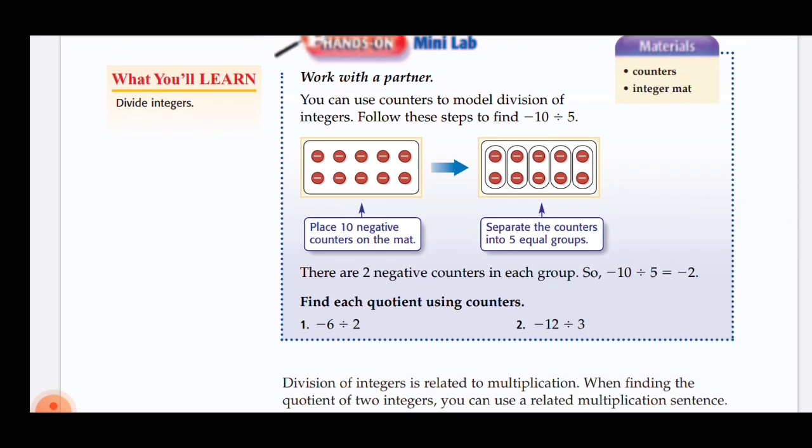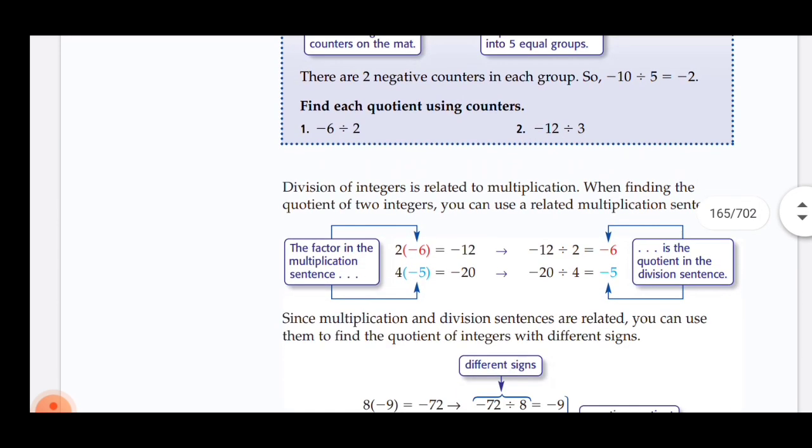Place 10 negative counters on the mat. Separate the counters into 5 equal groups. There are 2 negative counters in each group, so -10 divided by 5 equals -2. Find each quotient using counters. 1. -6 divided by 2. 2. -12 divided by 3.